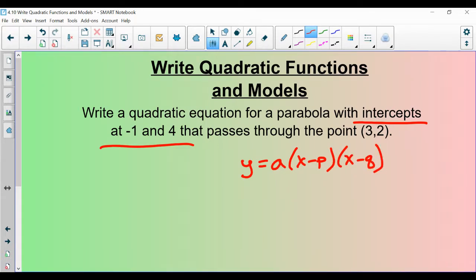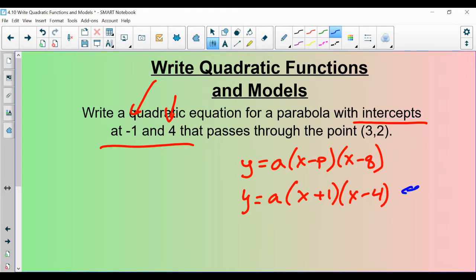And this is intercept form. Y is equal to a times x minus p in parentheses times x minus q in parentheses. The p and the q are going to be the two x-intercepts. So you're just going to plug negative 1 in for p and 4 in for q. So you'd have y is equal to a times x plus 1, because it's x minus a negative 1, times x minus 4. Once again, this would be your final answer, except you need to have the a term filled in.